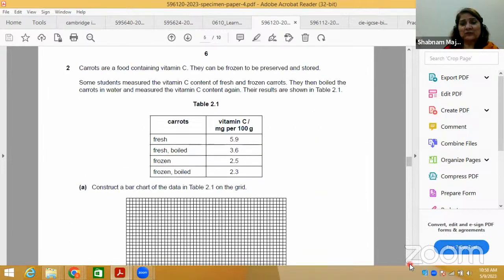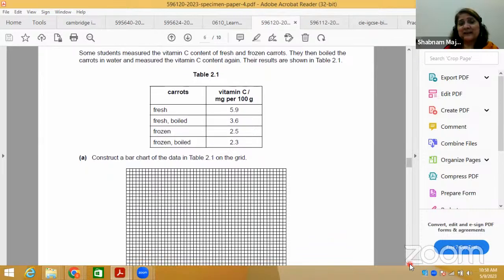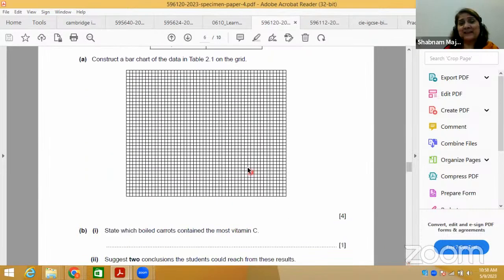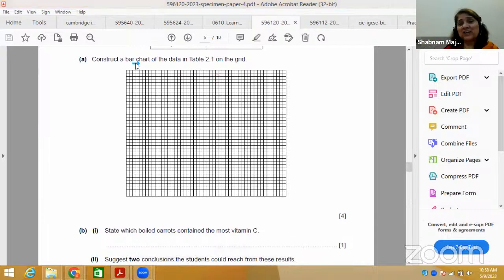Then quickly, I'm going through carrots, food containing vitamin C, which is given to you. Carrots are given, vitamin C in milligrams per 100 units is given. And here, because it is discrete data, the number of carrots, you have to draw a bar chart.